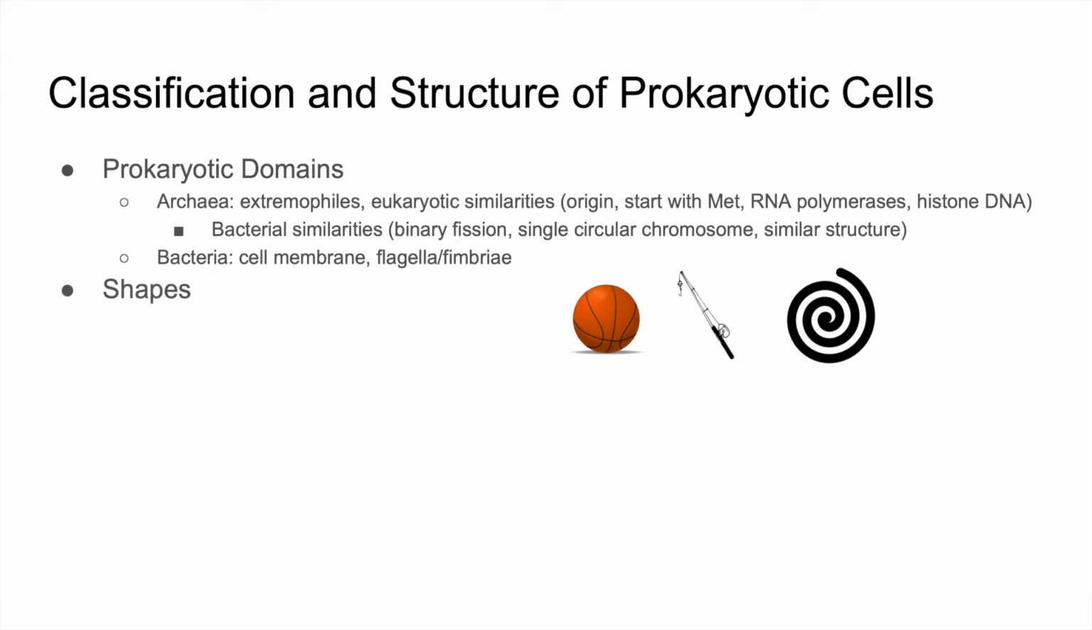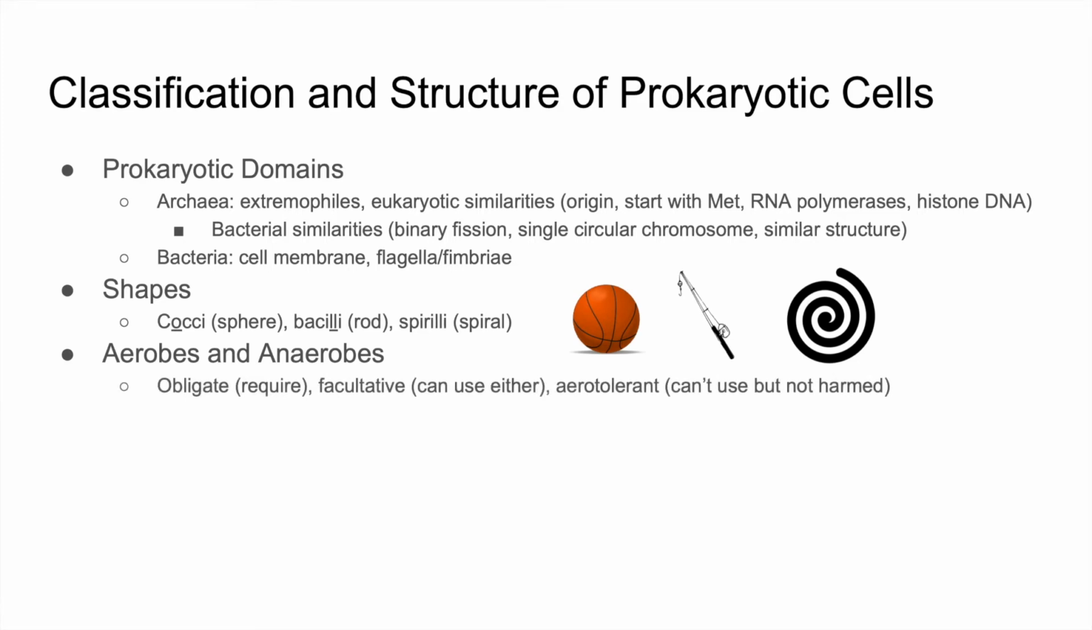Alright, now let's learn some shapes. Cocci are spheres. Remember this by the little circle O. Bacilli are rods, like the rod-like L in their name. Spirilli are spirals, just like their name. But no matter the shape, they can be anaerobes or aerobes.